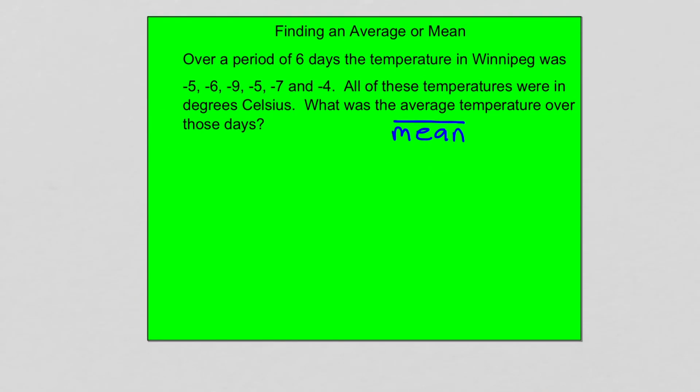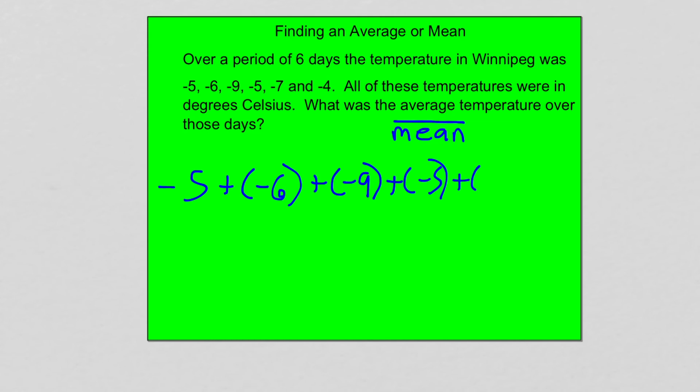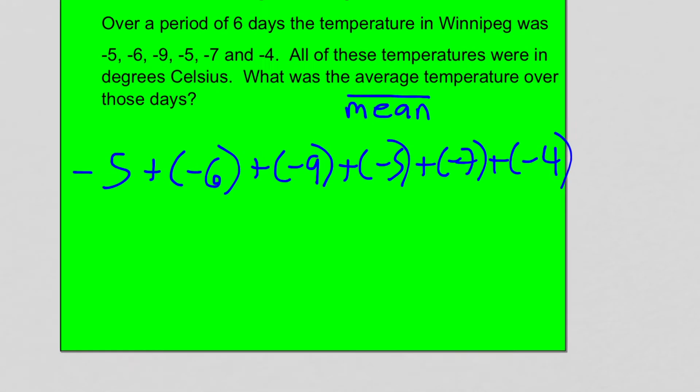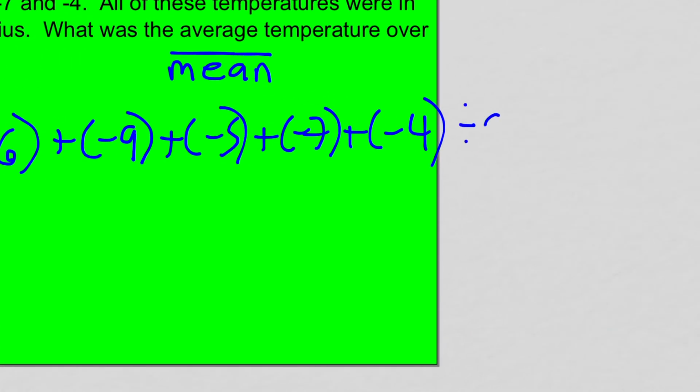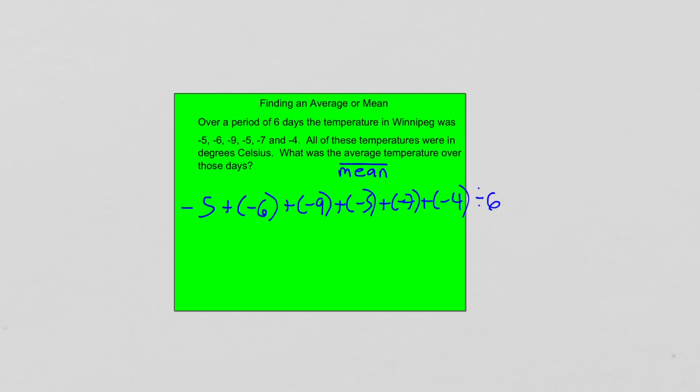Okay, so the way you find the average is you have to add up all your data. So we're going to add up all those temperatures. Okay, and then we're going to divide by the number of pieces of data we have. We're going to divide by 6. I often see kids do this, and that's wrong. That means we're only dividing the negative 4 by 6. We want to divide that total by 6. So we have to make a fraction.